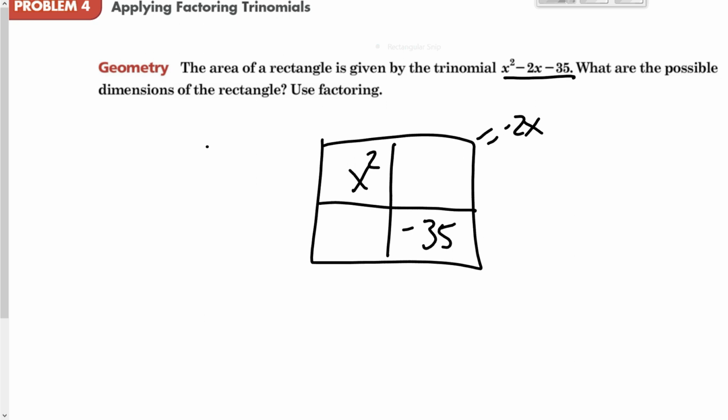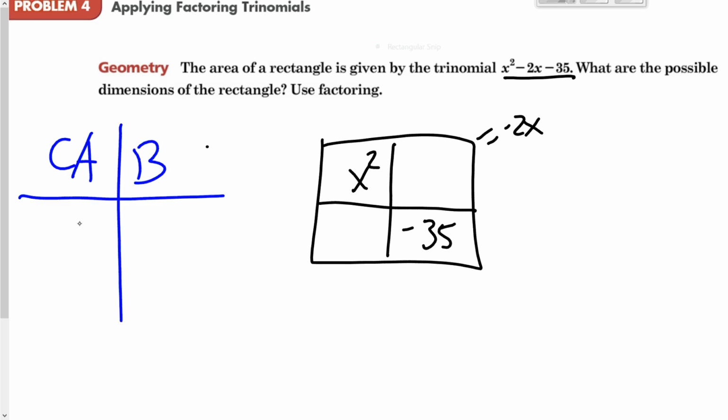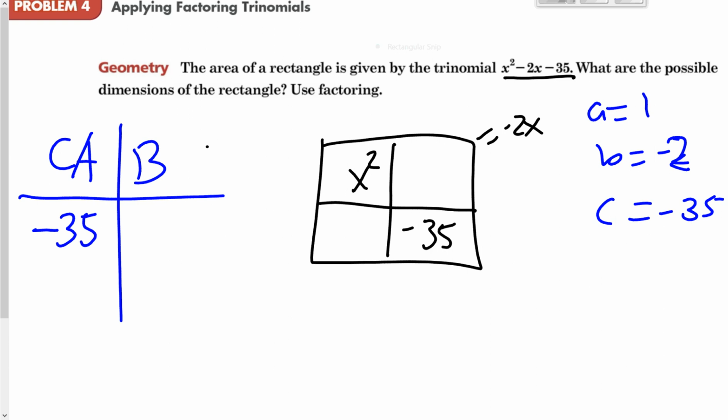So we could do CAB. There's our box already set up. So I ask myself, what's my A? What's my B? Remember, they're always just numbers. They don't have any x's in them. And C is negative 35. Now I can take my C times my A. Negative times a positive is a negative. So we get negative 35. And our B is negative 2. This time's a little bit different, right?